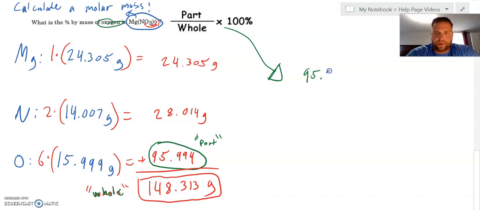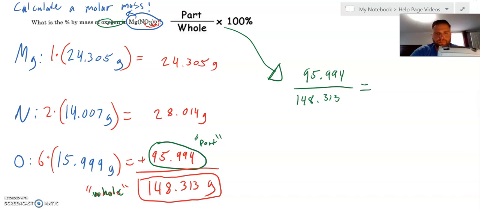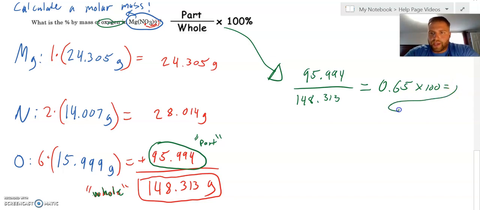So let's go ahead and do that. 95.994 divided by 148.313. Let's see what that gives us. Gives us a decimal of 0.65. Remember, you have to multiply by 100. So what that ends up equaling is roughly 65% oxygen. And that's your final answer.